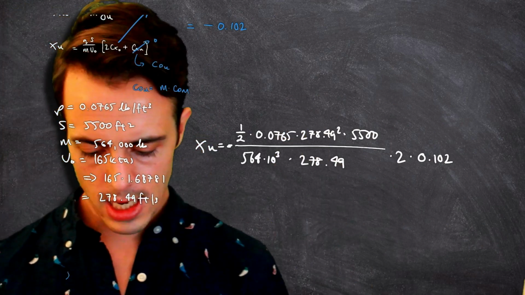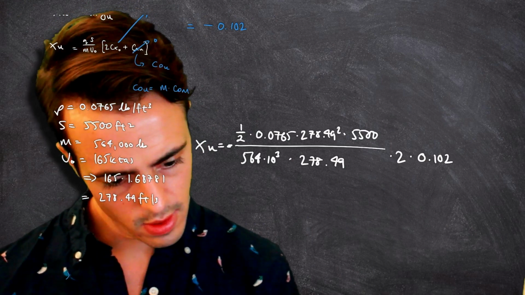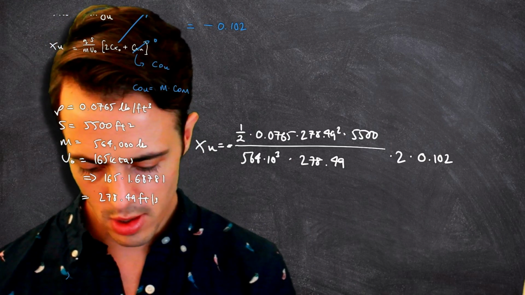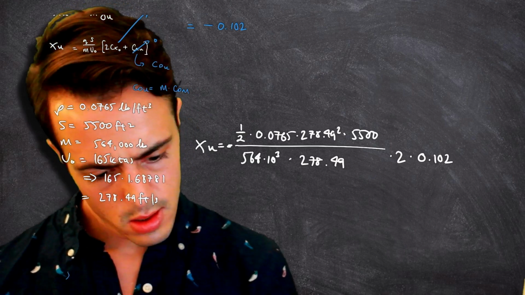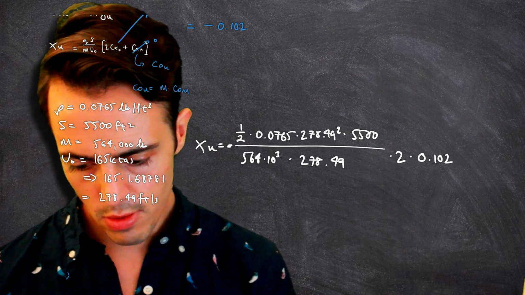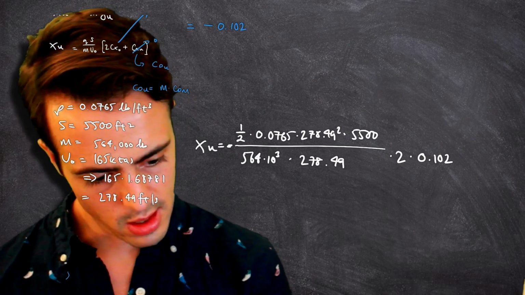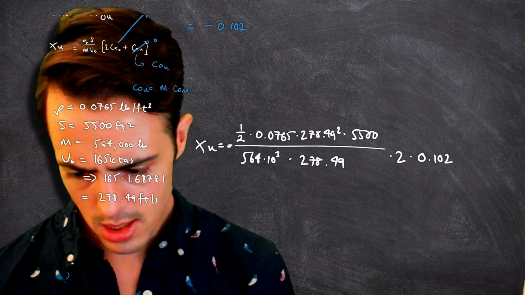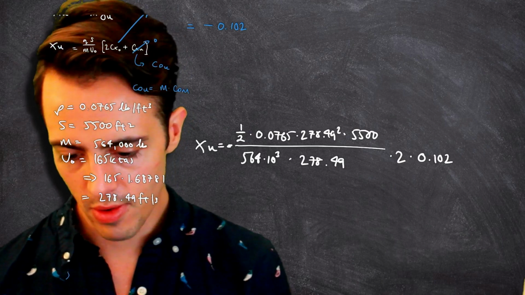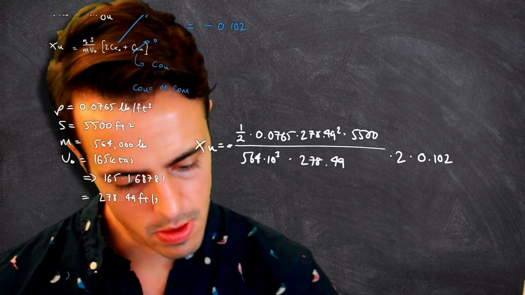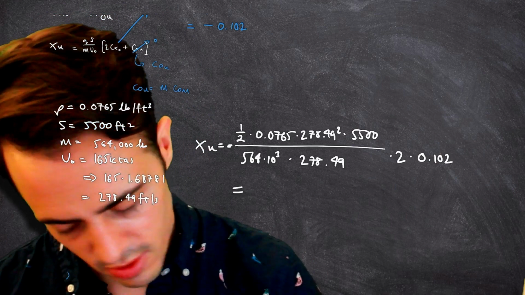So let's put all of this nonsense into my calculator. 0.5 times 564 times 278.49 squared multiplied by 5500. Divided by 564 times 10 to the 3. No, that's not the right number I put in. 564 times 10 to the 3 multiplied by 278.49 multiplied by 2 multiplied by 0.102. There we go. And I know that number's correct because I've done nothing but this problem for the last couple of hours.